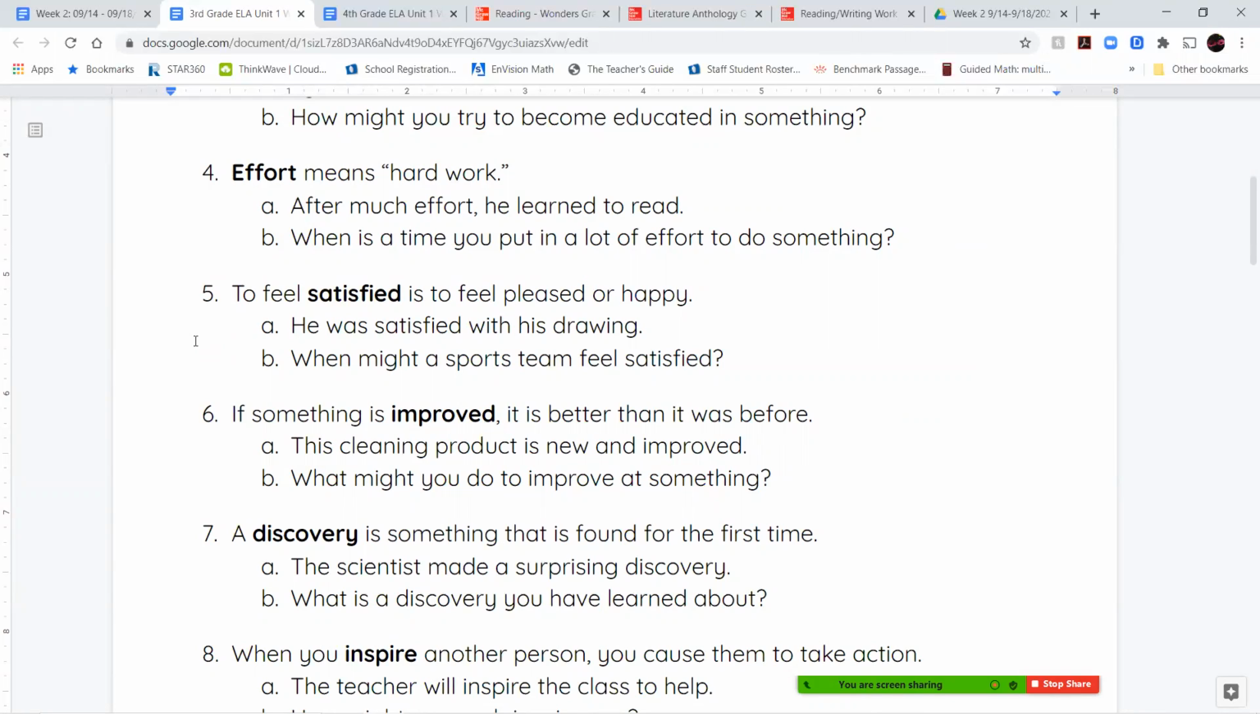When is a time you put a lot of effort into doing something? Maybe you were building something like a sandcastle, or maybe you were putting in a lot of effort to clean your room or to help your mom or dad in the kitchen.